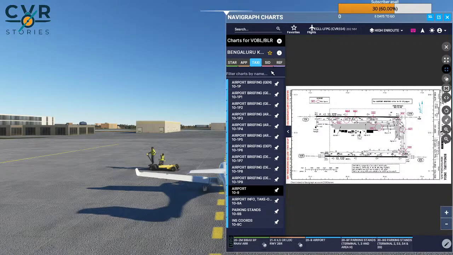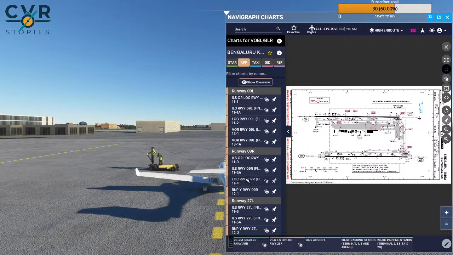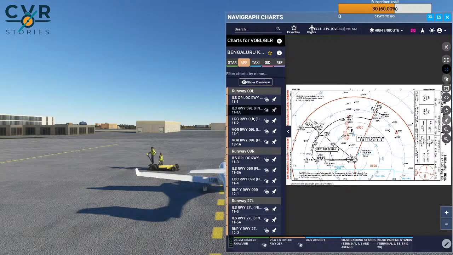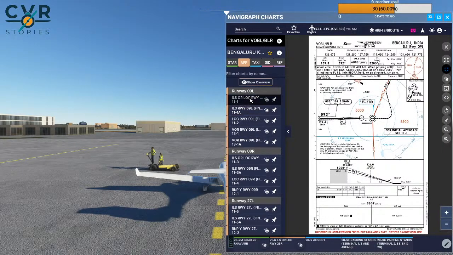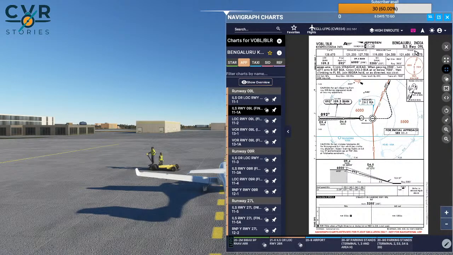Now let's get into some of the fun stuff, right? SIDs and STARs we will come back to a little later. Let's go through the approach charts because I know this is something that everyone is most interested in. At Bangalore, you have the initial approach charts and you have the final approach charts. So for your initial approach, the procedures that you have to follow, and then at the end what you have to follow. For now, we are going to jump directly into the final approach charts.